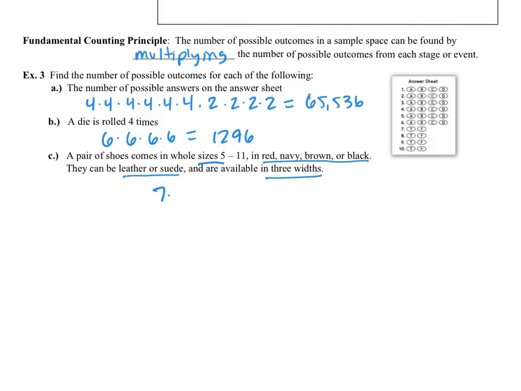So we'll multiply that by 4. There are 2 material choices, leather or suede. So we'll multiply that by 2. And then there are 3 widths. So we'll multiply that by 3. So the total number of possible outcomes of shoes would be 168.